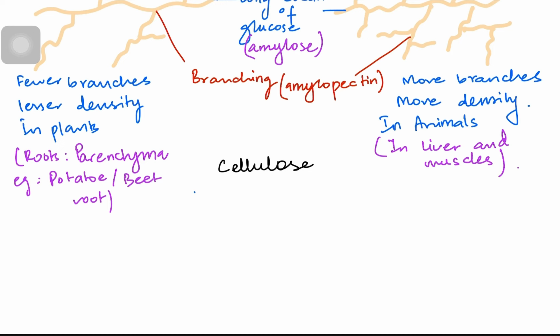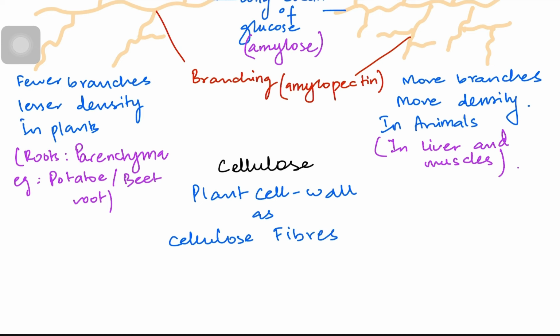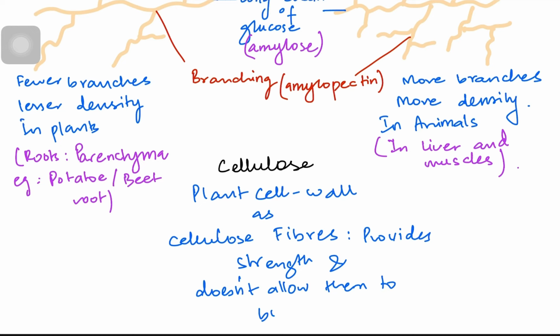Cellulose does not look exactly similar to starch and glycogen, only that it also has glucose. It's present in the plant cell wall. So there you can find cellulose fibers giving strength to the plant cell wall. So it provides strength and doesn't allow them to burst. If you put a plant cell in water, it's not going to burst because of the cell wall.